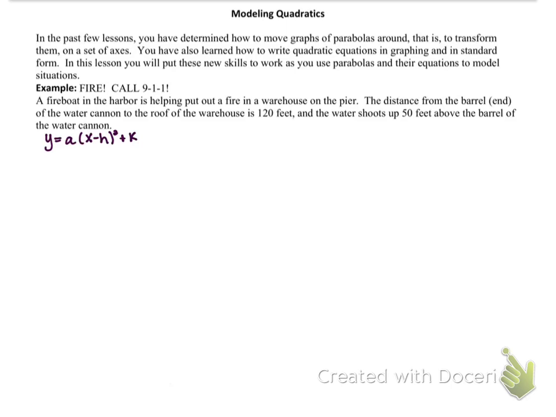The distance from the barrel of the water cannon to the roof of the warehouse is 120 feet, and the water shoots up 50 feet above the barrel of the water cannon. So before we start this problem, let's go ahead and draw a scenario of what is going on.